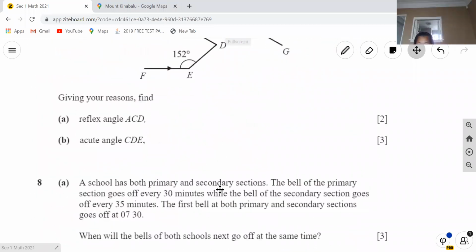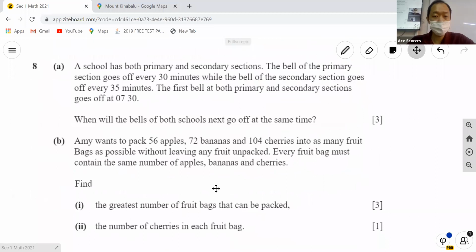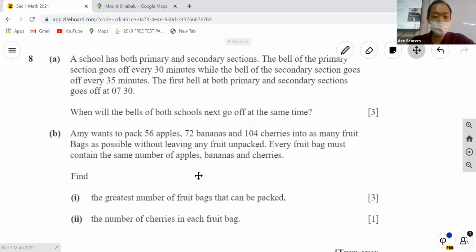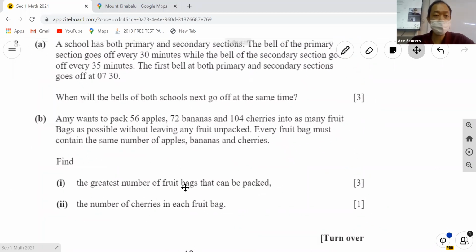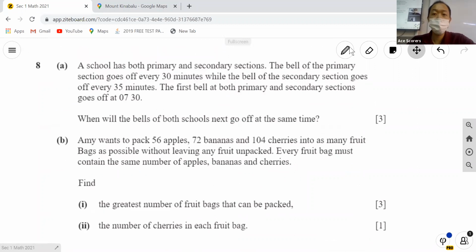Angle I haven't gone through, so I'm going to skip this. So we move on to HCF LCM, the last question for today. Question number 8. Can you all proceed to do this now? Let's ask Blossom, bell ring question. 8A, is it HCF or LCM? LCM. Yeah, very good. So this is LCM.